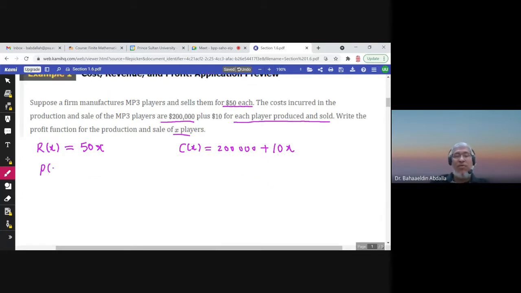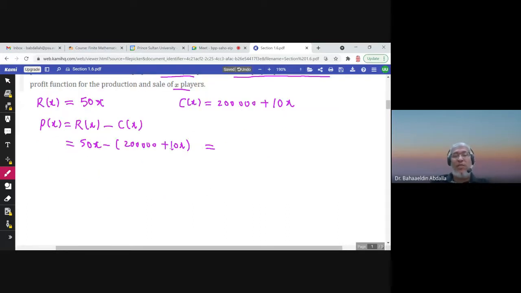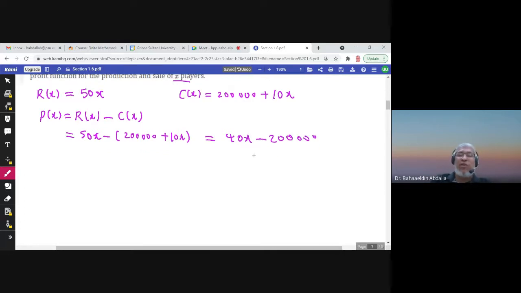We said that the profit function is equal to the revenue minus the cost. So it is 50X, that's the revenue, minus the cost, which is 200,000 plus 10X. So it would be 50X minus 10X, that's 40X, minus 200,000. So this would be the profit function.